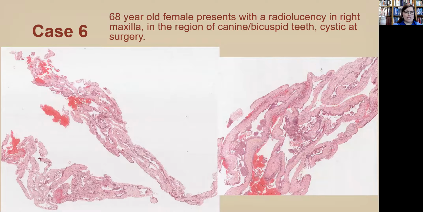So moving on to your case 6, this is a 68-year-old female who presents with a radiolucency in the right maxilla. And this is somewhat anterior, in the bicuspid canine region. And so what we see here is that there are indeed multiple compartments to this lesion. We do see that there are focal thickenings. Even at low power, we can appreciate areas that are projecting into the lumen.